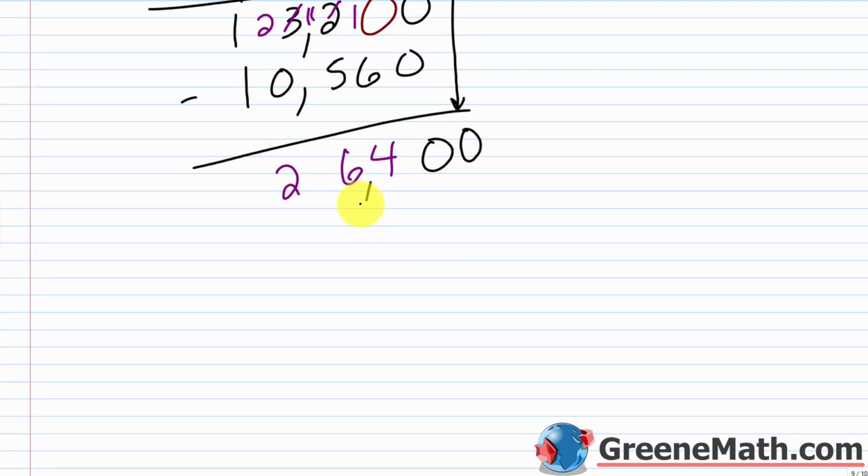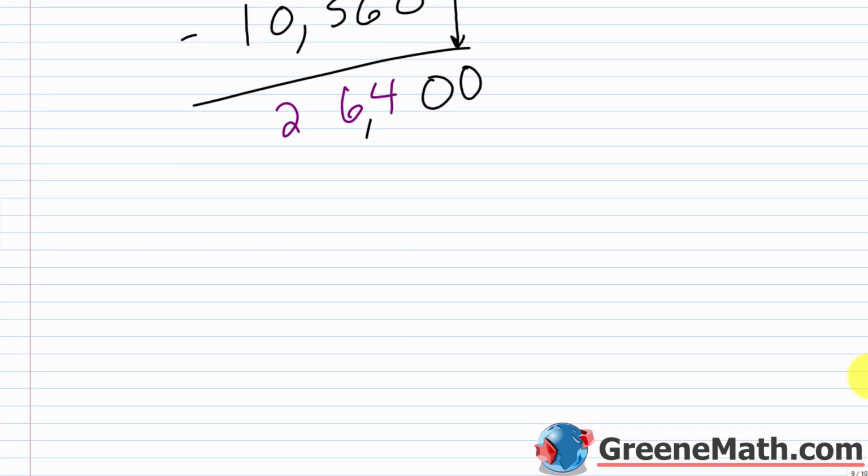So now I have 26,400. And I have the divisor off the screen, but it's 5,280. So how many times will 5,280 go into 26,400? Well, let's think about that down here. We have 5,280 times what? Well, I know that 5 times 5,000 is 25,000. So let's check that 5 out. Let's see if that works out.